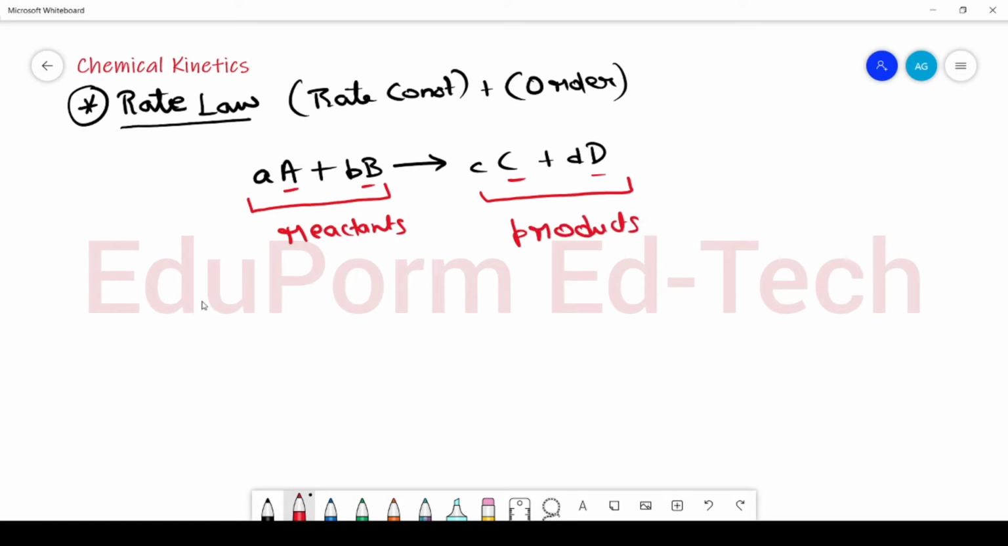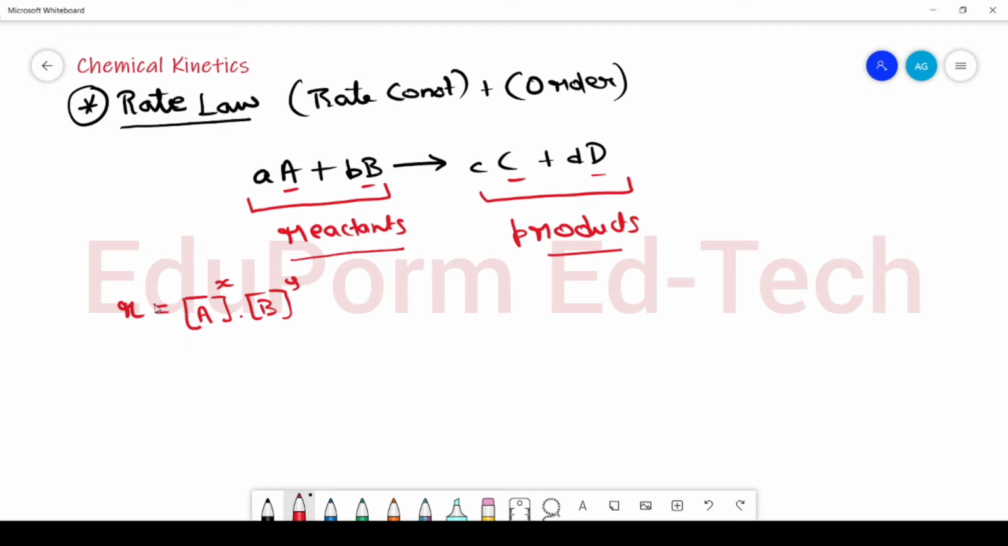Now, the concentration of reactant plays a very important role in the course of any reaction. If reactant concentration is high, then the rate of reaction is also high. So, according to rate law, rate can be expressed in terms of the concentrations of reactants only. We express rate, that means R, in terms of the concentration of reactants only, and these concentrations are raised to some power which may or may not be equal to the stoichiometric coefficient.